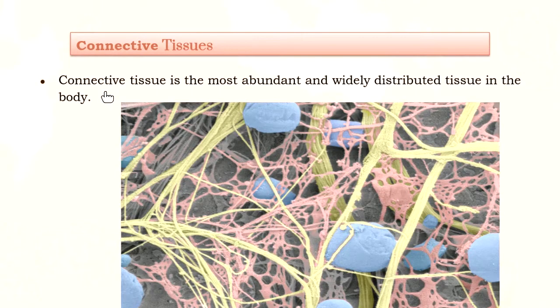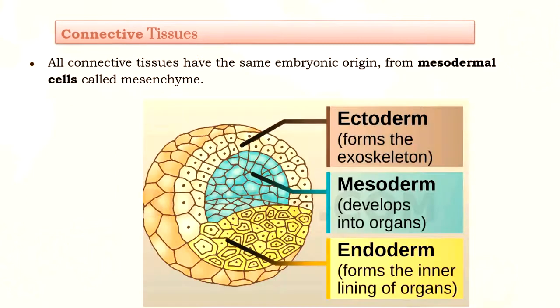Connective tissue, as you all know, tissue is a special type of collection of cells which has the same type of origin and same function. So connective tissue is the most abundant and widely distributed tissue in the body. This is the pictorial presentation of the connective tissue, in which you can see different types of fibers, the yellow appearing or light green and pink, and different types of cells which are shown in blue. So when we come to the origin, let us talk about the origin of the connective tissue.